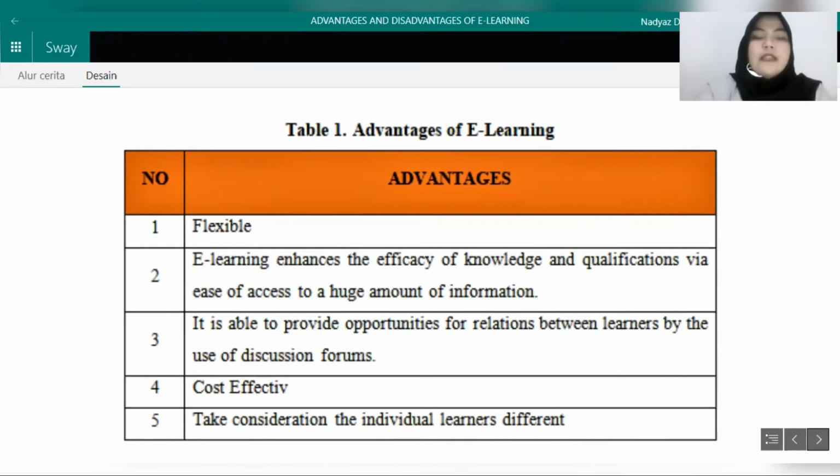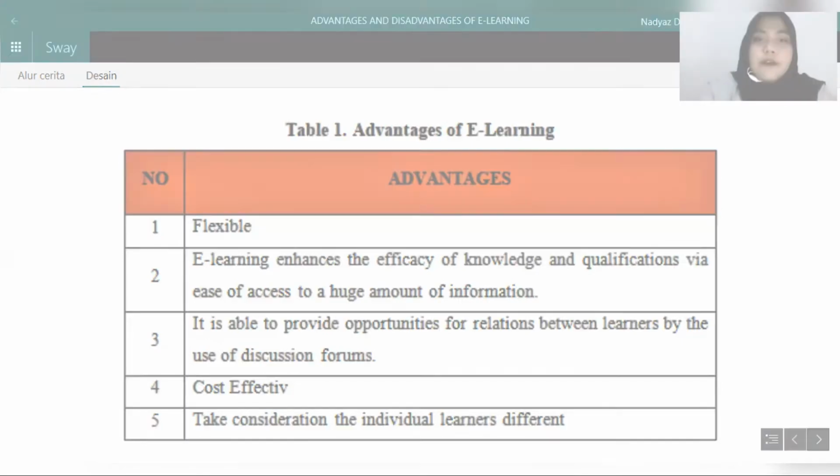According to Smedley 2010, the adoption of e-learning provides the institution as well as their students or learners much flexibility of time and place of delivery or receipt of learning information. Secondly, e-learning enhances the efficiency of knowledge and qualifications via ease of access to a huge amount of information. Thirdly, it is able to provide opportunities for relation between learners by the use of discussion forums.